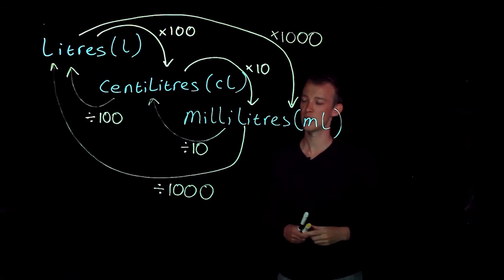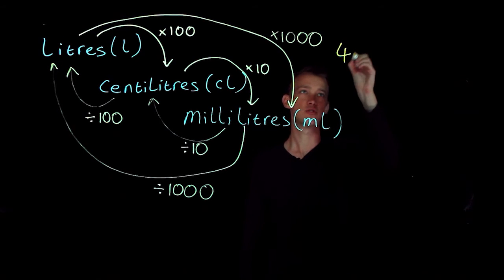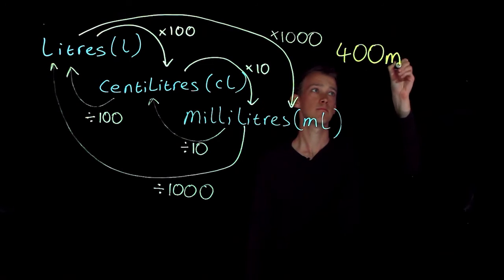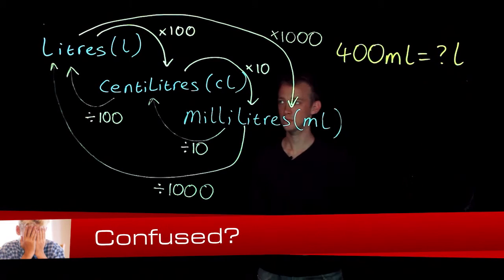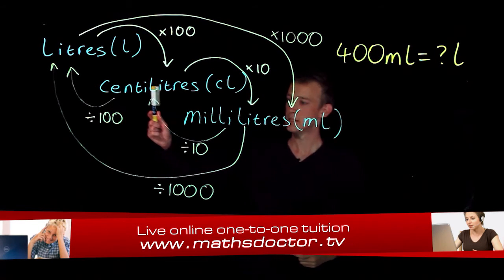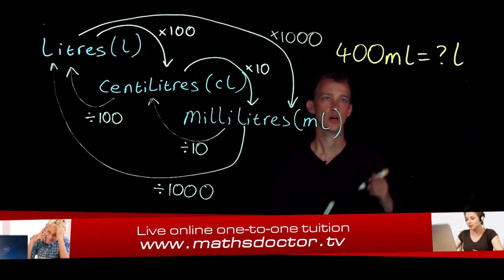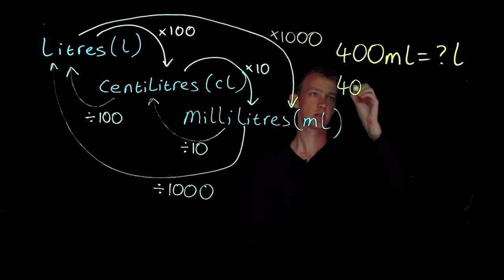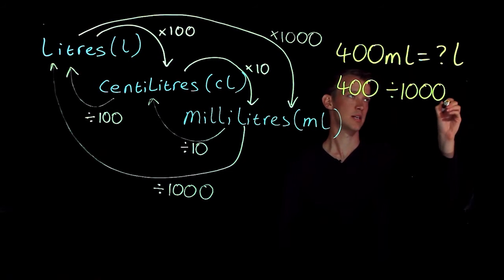Okay, well, let's have a look at a few examples. Let's say, for example, we have 400 millilitres and we're converting that into litres. Well, 400 millilitres into litres, I've said we're going to divide by 1,000. That will give me one step. So I'm going to be doing 400 divided by 1,000, and my answer is going to be in litres.